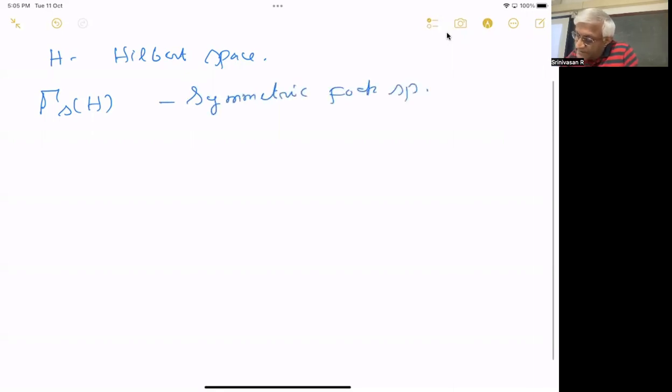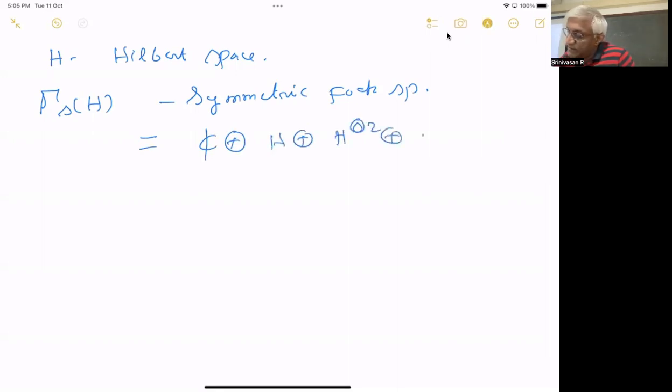The Fock space is defined as C direct sum H direct sum H second tensor direct sum, H tensor Sn direct sum, and so on. It's an infinite direct sum like this. So this is what the symmetric Fock space is.